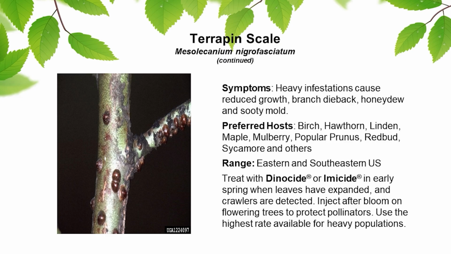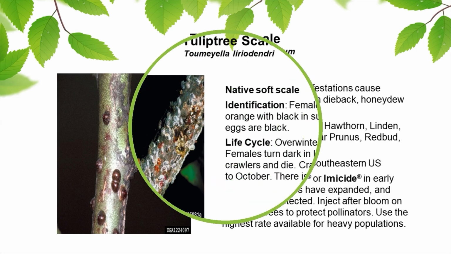To control terrapin scale, treat with Dynacide or Imicide in early spring when leaves have expanded and crawlers are detected. Inject after bloom on flowering trees to protect pollinators. Use the highest rate available for heavy populations.